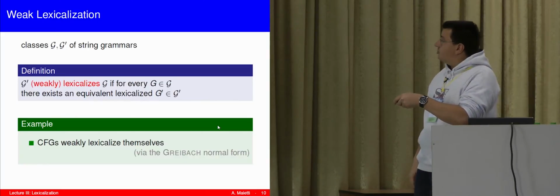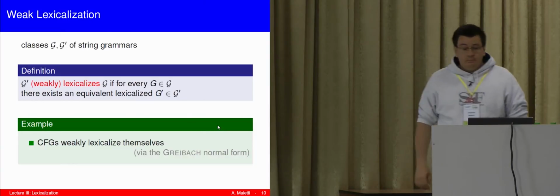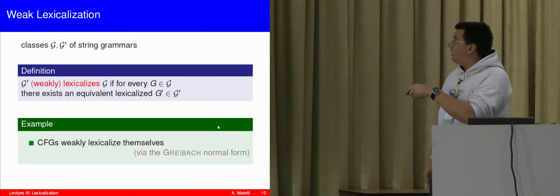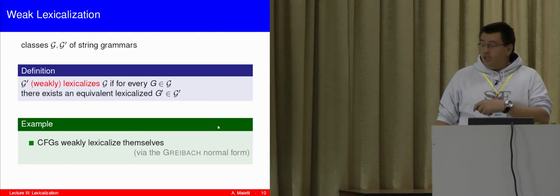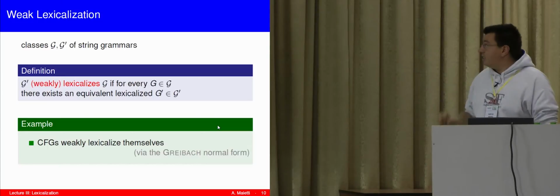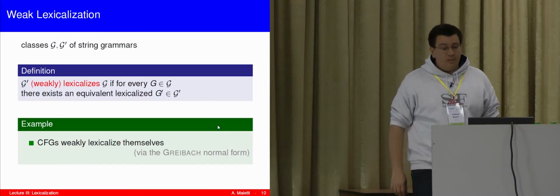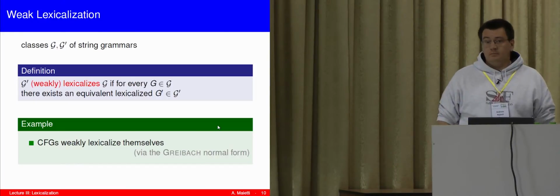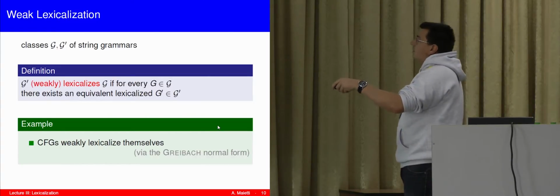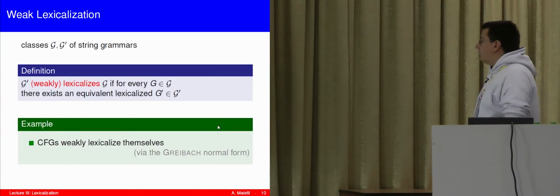And you can say that a grammar class G prime weakly lexicalizes grammar class G if for every grammar that you can choose from the class G, you can choose an equivalent lexicalized version from the other class, right? So they have to produce the same strings, but these guys here have to do it in a lexicalized way.